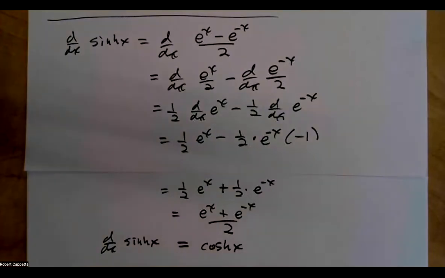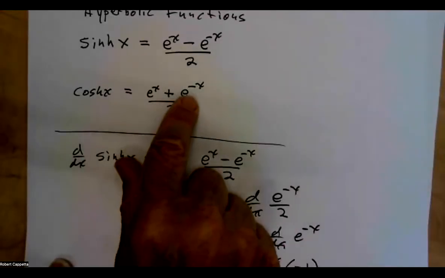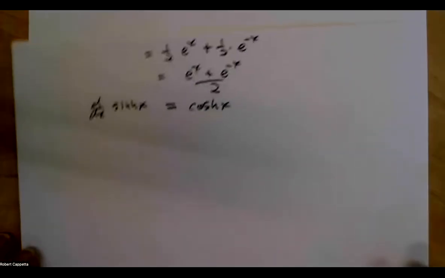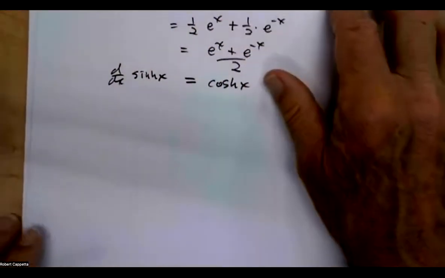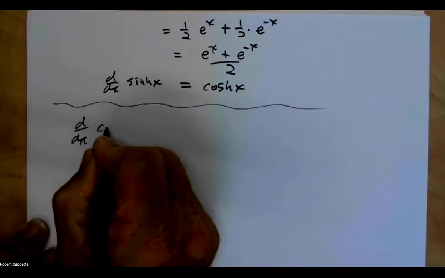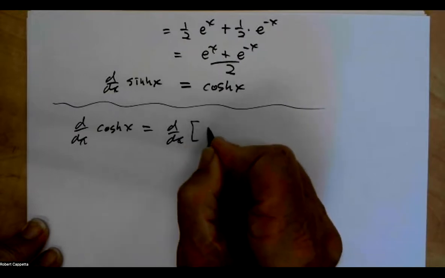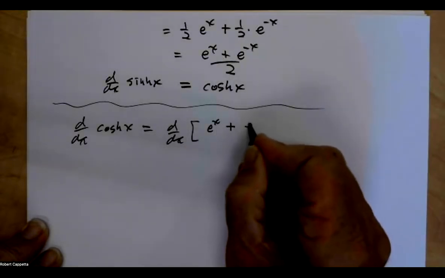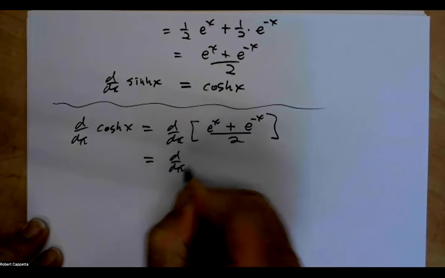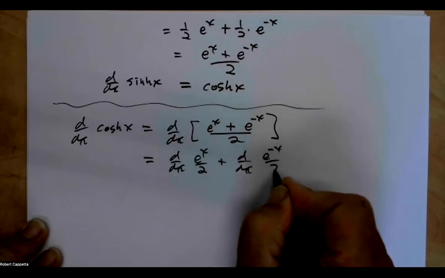And next, let's go ahead and look at the derivative of cosh x. So remember, cosh x is e to the x plus e to the negative x over 2, and sinh x is e to the x minus e to the negative x over 2. So that's our next thing to analyze. The derivative with respect to x of cosh x equals the derivative with respect to x of e to the x plus e to the negative x over 2, which will be the derivative with respect to x of e to the x over 2 plus the derivative with respect to x of e to the negative x over 2.